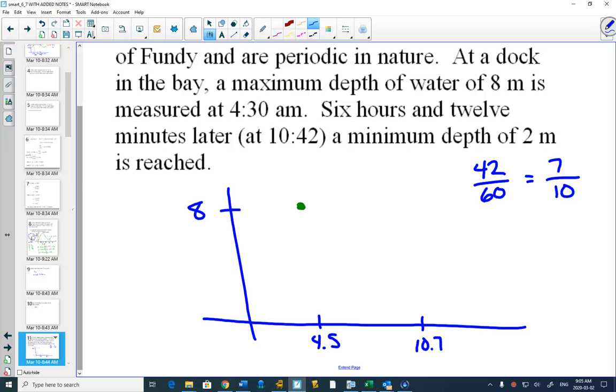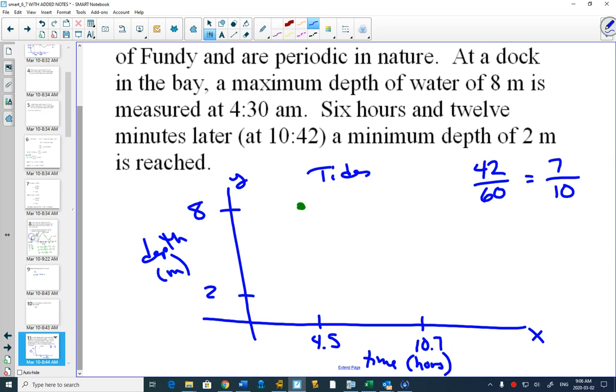And that's our minimum at 2 meters. So this is depth in meters. This is time in hours. Our title for this will be tides. This is our y-axis. This is our x-axis. And at 2 meters.